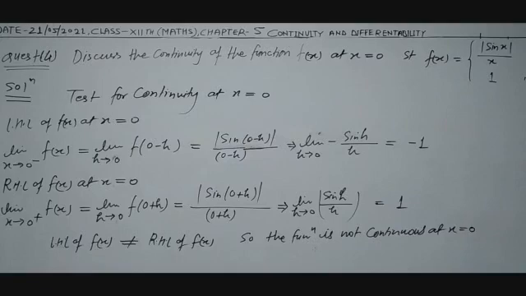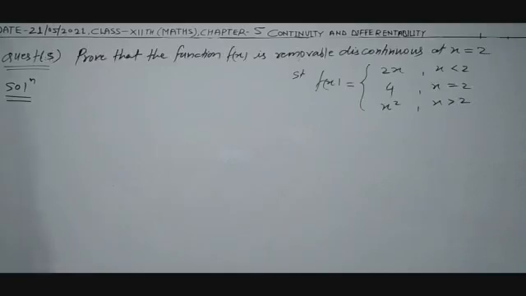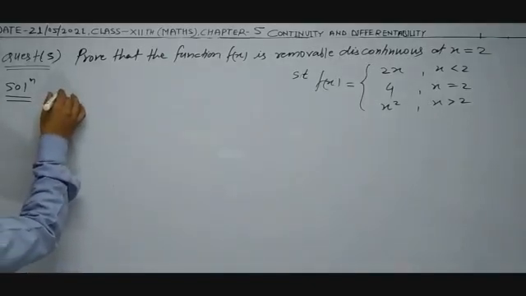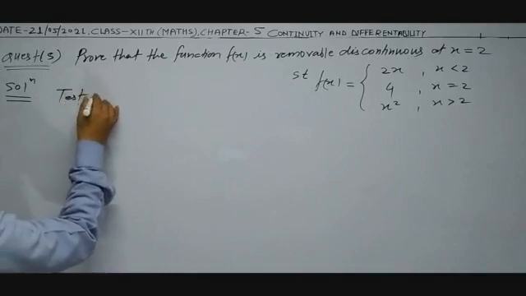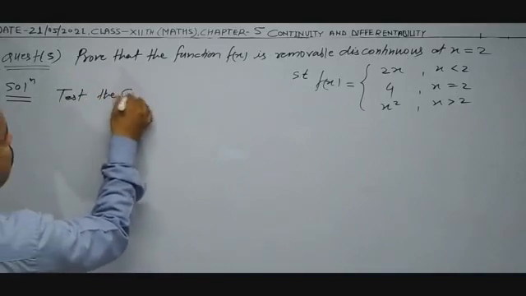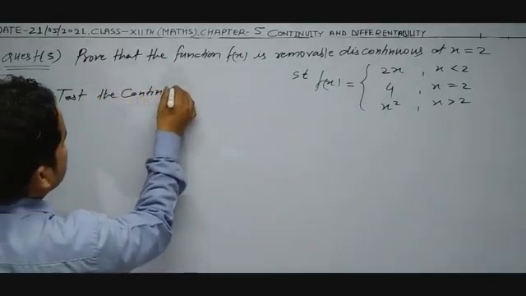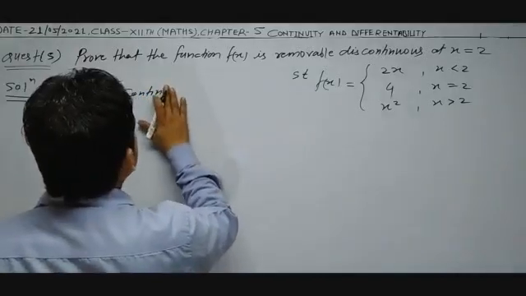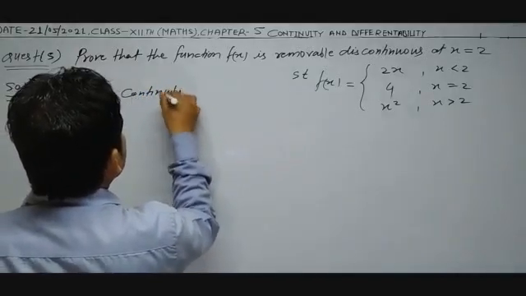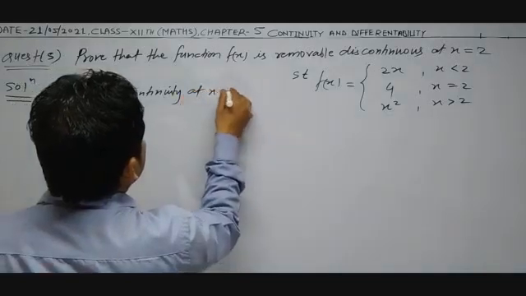Now come to question number 5. Question number 5 is: prove that the function f(x) is removable discontinuous at x equal to 2. So first of all, I will test the continuity at x equal to 2.